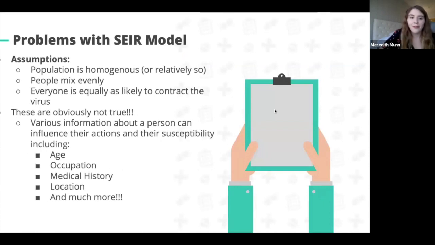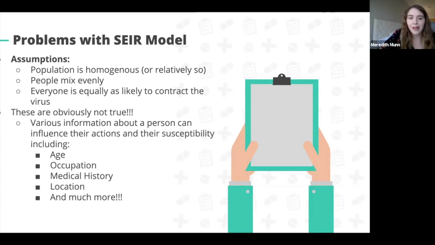Unfortunately, the SEIR model failed to predict the magnitude of COVID-19 because it was based on assumptions that led to inaccurate predictions. These assumptions were that the population is homogeneous, people mix evenly, and everyone is equally as likely to contract the virus. As we know, these assumptions are obviously not true. As we have seen with quarantine measures, some people follow them and some don't. Some people gather with their families and friends, and others live independent lives, even pre-COVID. Therefore, people do not mix homogeneously.